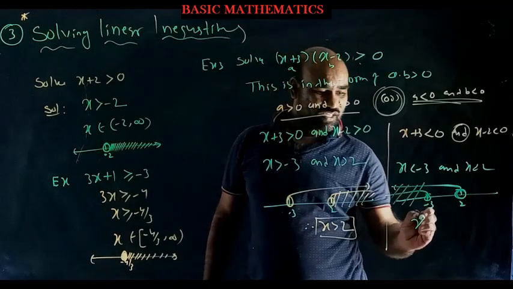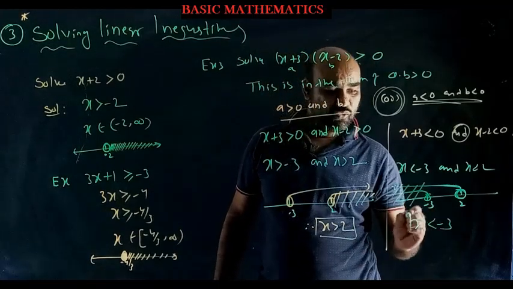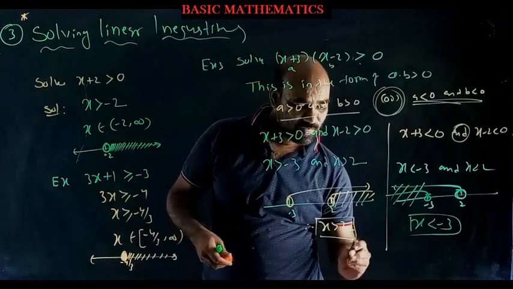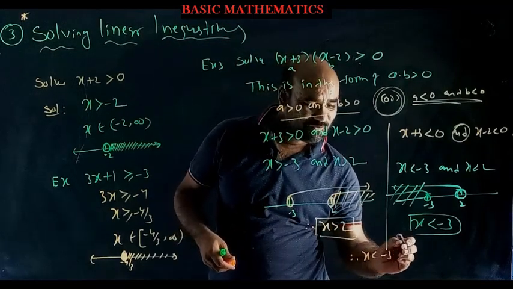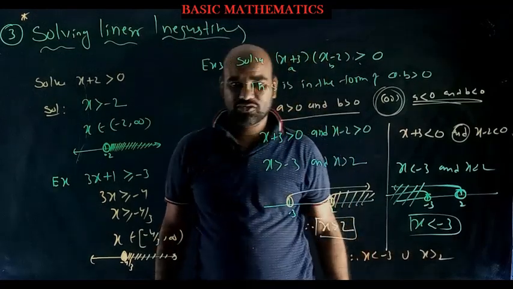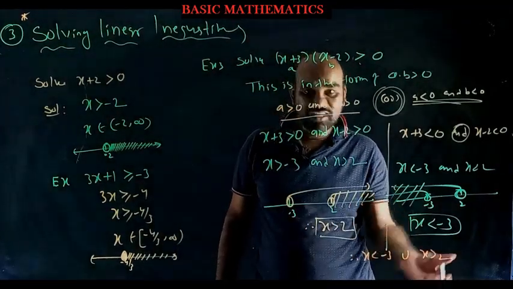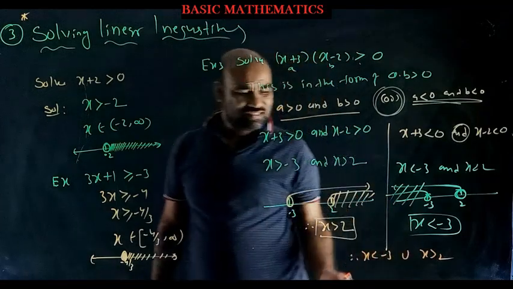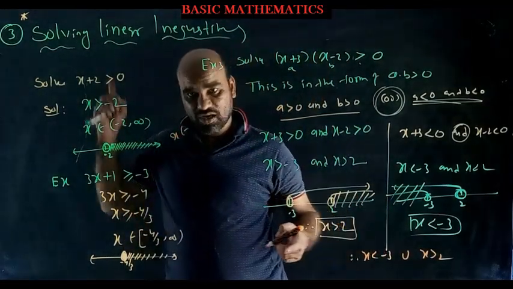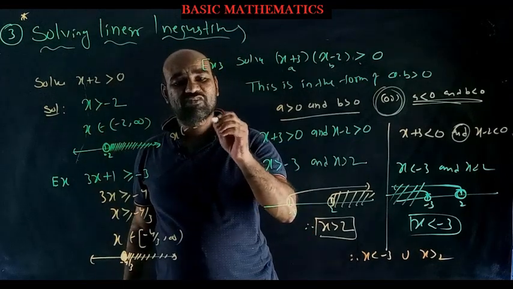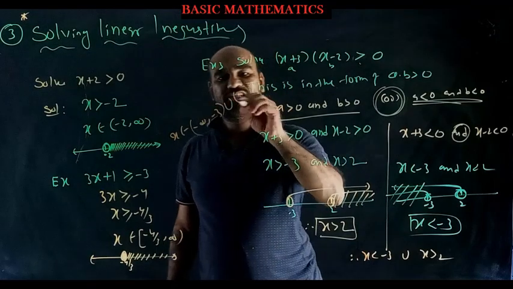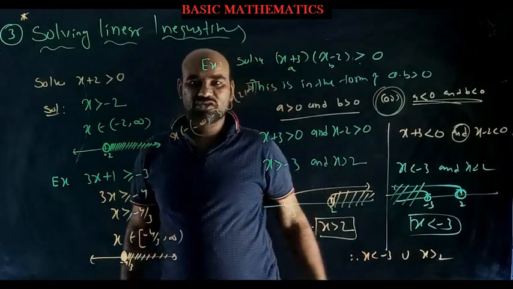What is the meaning of this? x is less than minus 3. Union means, therefore, x less than minus 3 union x greater than 2 is the solution. But sometimes we need to write it in interval notation. So x belongs to minus infinity to minus 3 union 2 to infinity. So this is the solution of the problem.